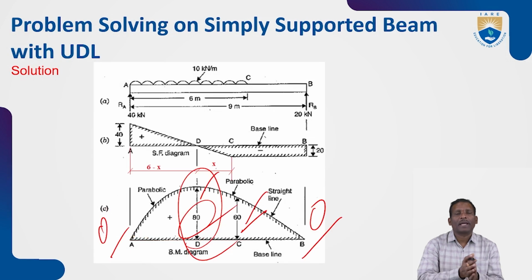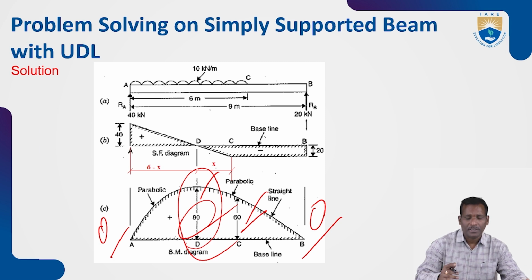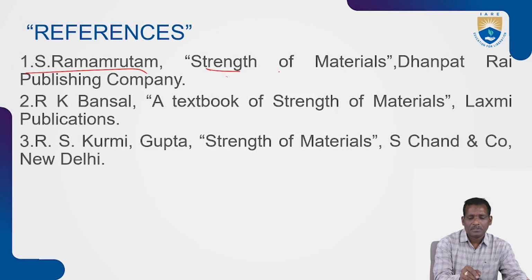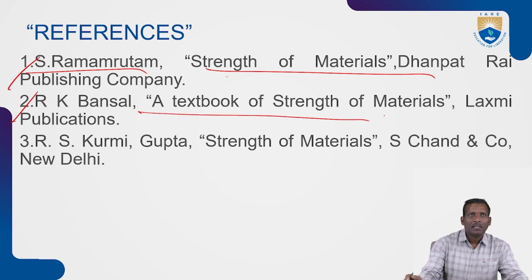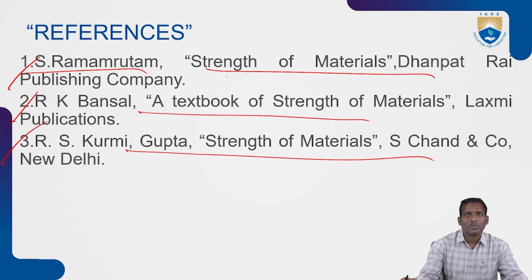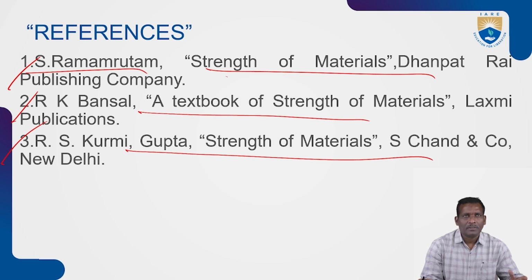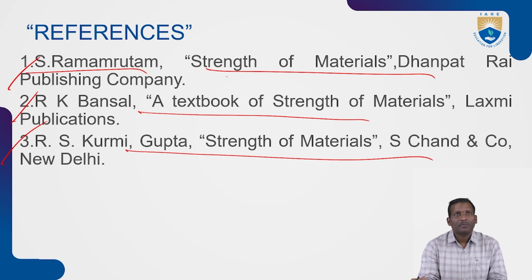So like this, you need to calculate shear force and bending moment values, and also how to draw the shear force and bending moment diagrams. We have discussed the point load simply supported beam and the UDL simply supported beam. These are the references I have taken: Strength of Materials by Ramamrutam, published by Dhanpat Rai; the textbook of Strength of Materials by R.K. Bansal; and Strength of Materials by R.S. Khurmi and Gupta, published by Chand and Co. Take any one reference textbook for further clarification.